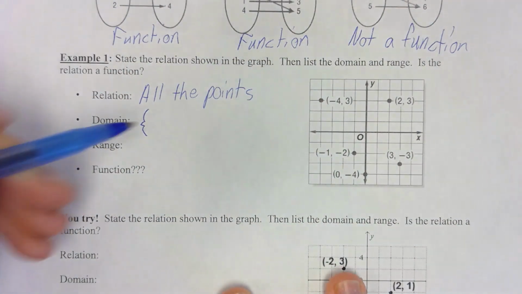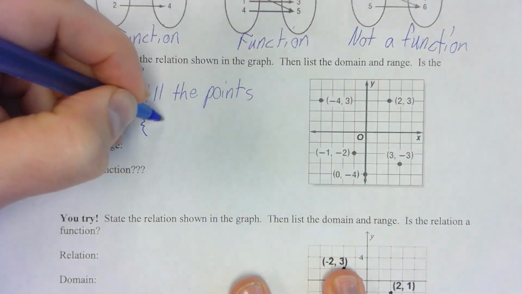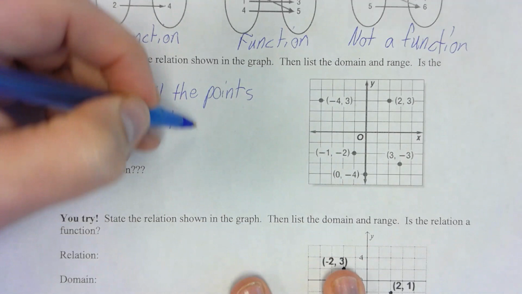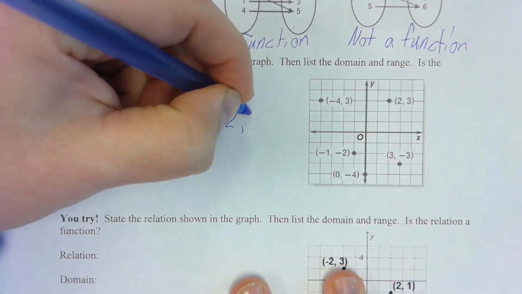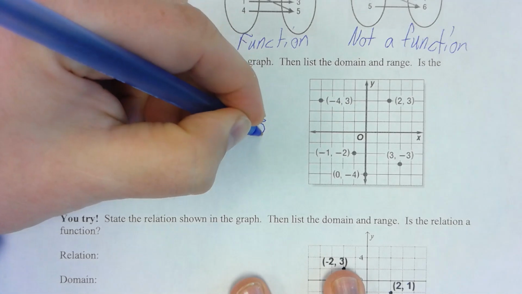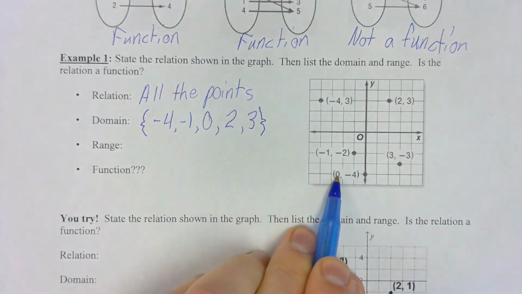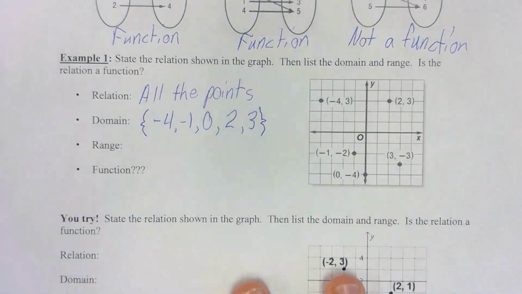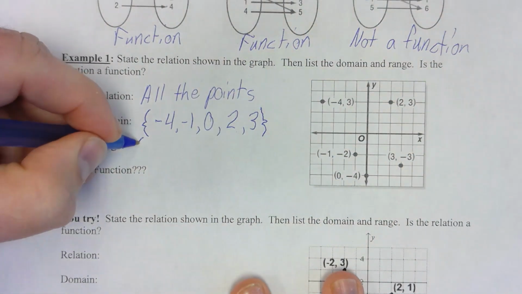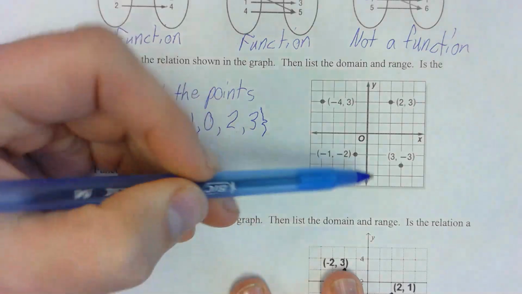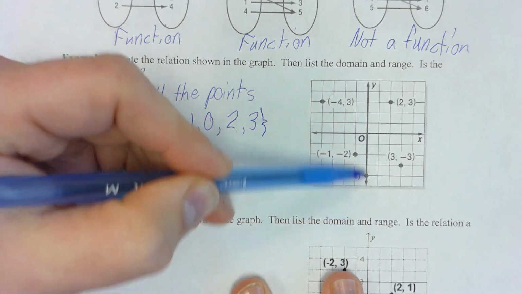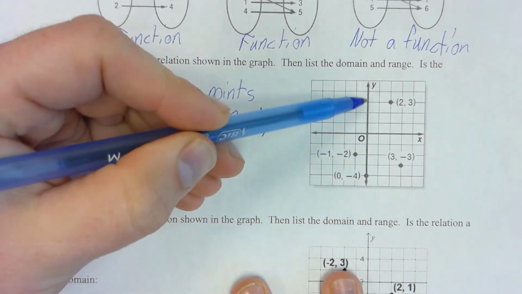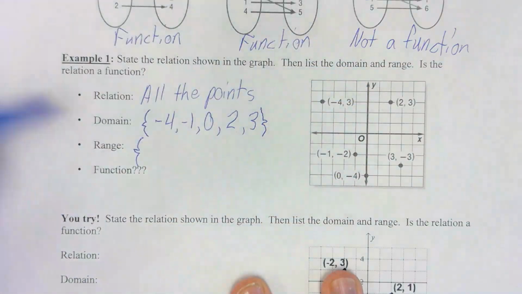So I'm going to say my domain is -4 and -1 and 0 and 2 and 3. I just took all of my x values, moving from left to right, from smallest to biggest. Now my range is all my y values. So I'm going to move from smallest to biggest because this is negative land on my y-axis. This is positive land.